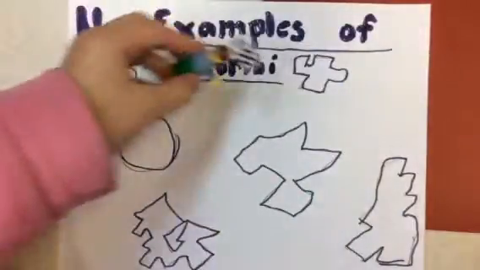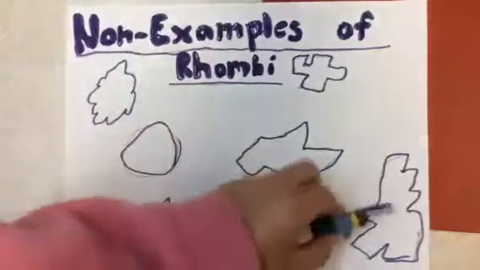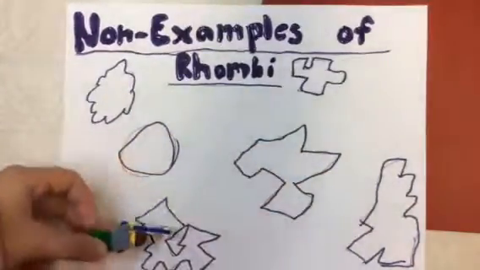Non-examples of rhombi. A four, a squiggly K, a squiggle, a circle, and a cloud.